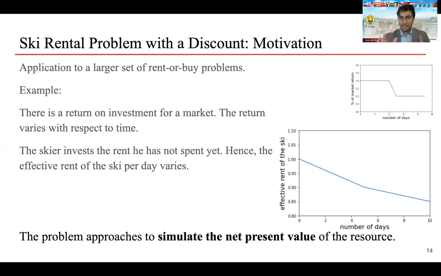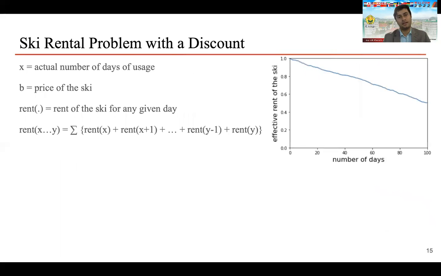So basically, this problem approaches simulating the net present value of the resource. Here, the resource is the ski. To show this in a more mathematical manner, let's say X is the actual number of days of usage, and B is the price of the ski. The rent is a function that we have, which is the rent of the ski for any given day. So rent of I means rent of the ski on the ith day, and rent X through Y gives you the sum of the rents from day X to day Y.